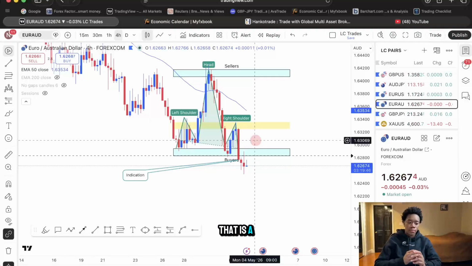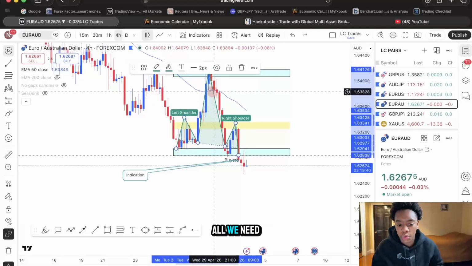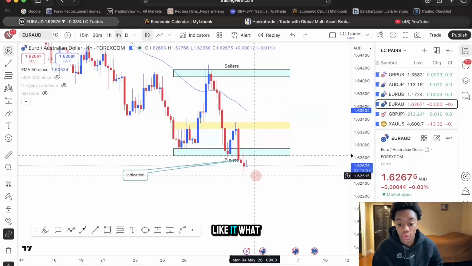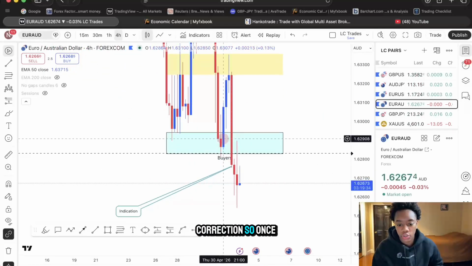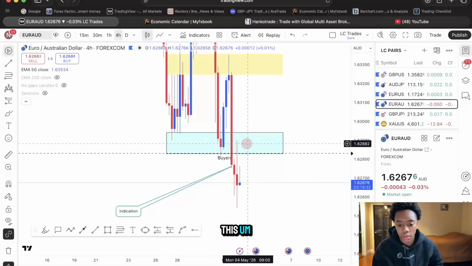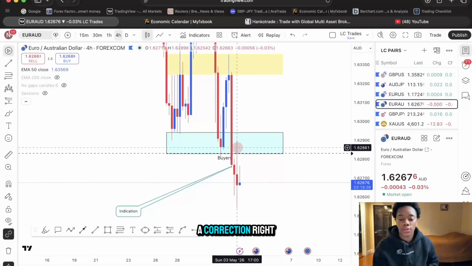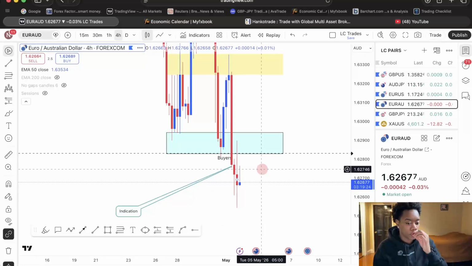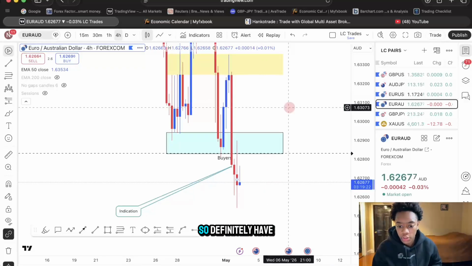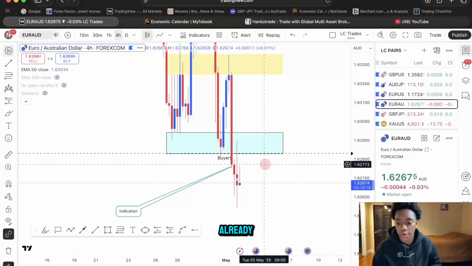So head and shoulders is a big indication for sells. That is a bearish candlestick pattern. So this is perfect because all we need to do right now, which it looks like we need it to do anyway, is the correction. So once the correction retests this area right here, which is the buyer's box, that next continuation candle, when it closes, we're in there. So definitely have to wait for this, but it's set up really nicely already.